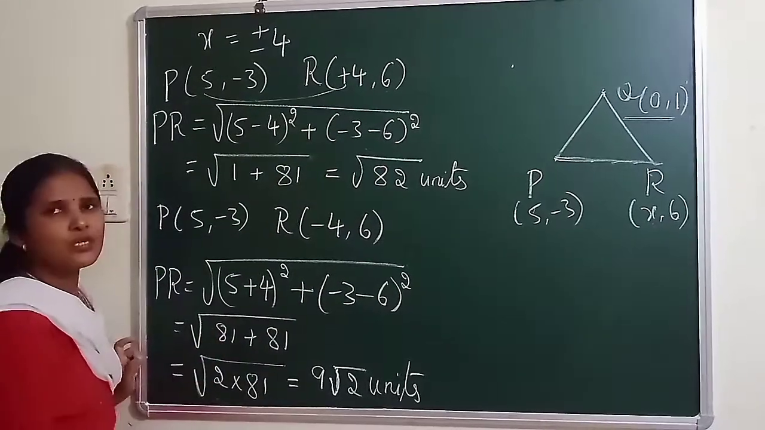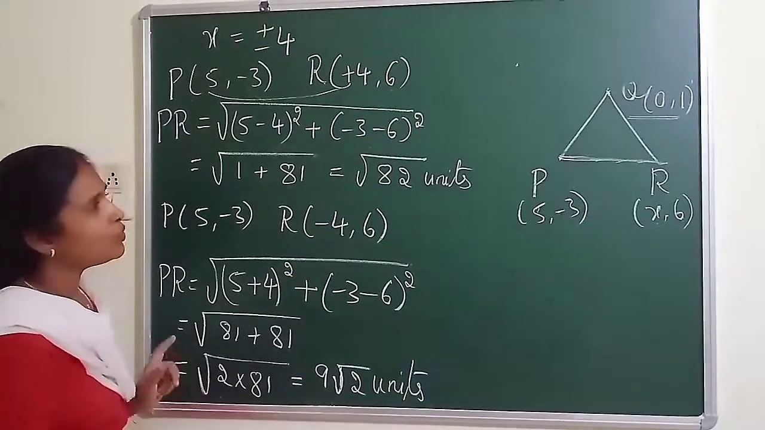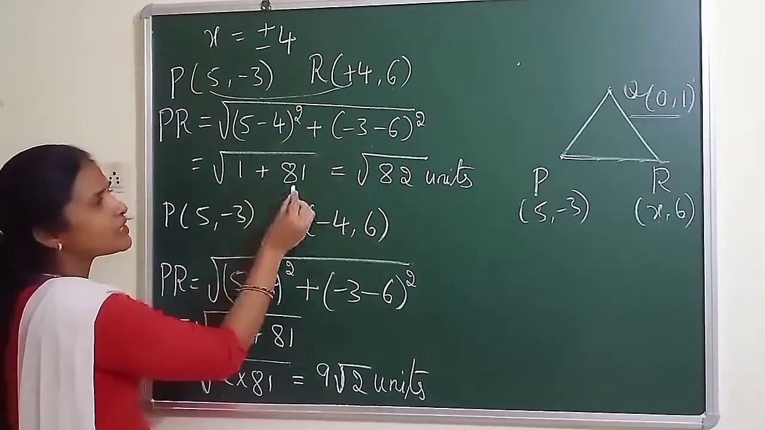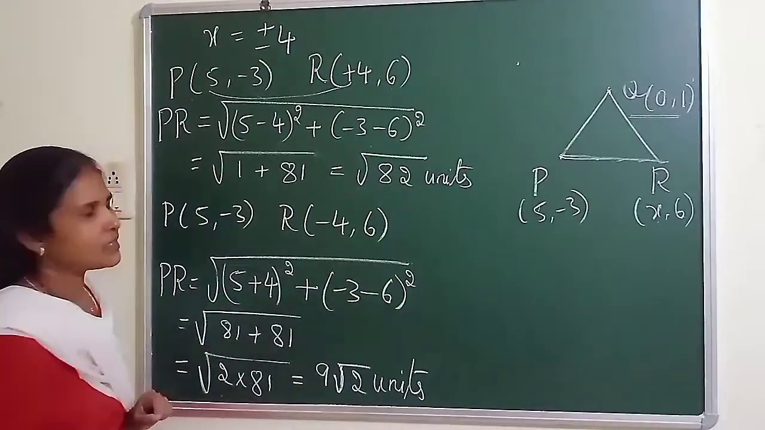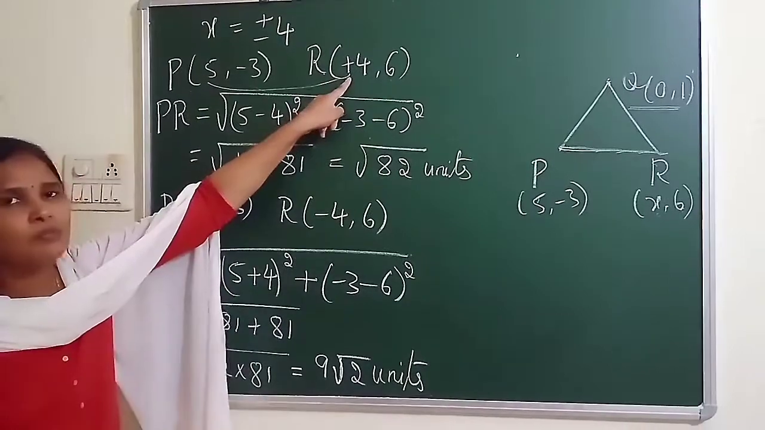So 5 minus 4 is 1. 1 square is 1. Minus 3 minus 6 is minus 9, whole square is 81. So 81 plus 1 is root 82 units. So the distance between P and R is root 82 when x is plus 4.